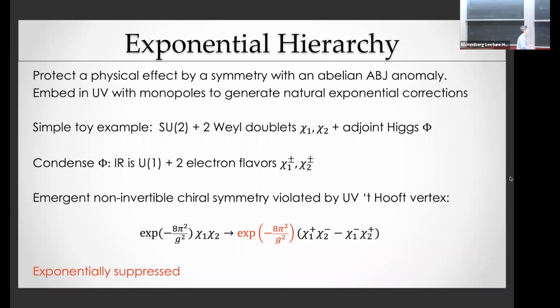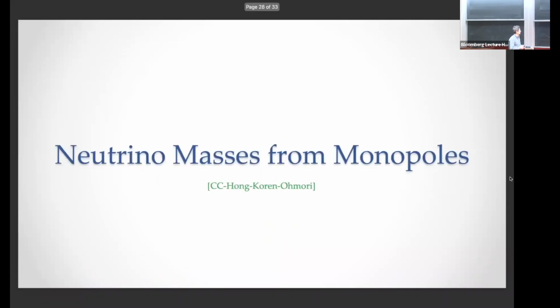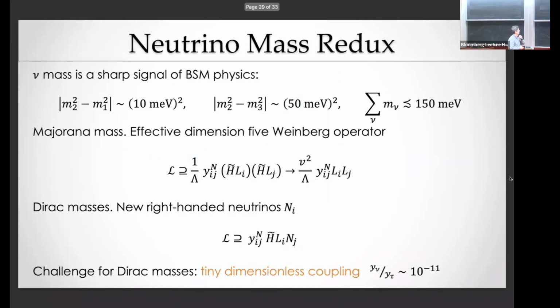And the nice part about this is that we didn't have to put in any small numbers by hand. We generated them by an exponential, kind of the oldest and best way to get small numbers. Okay, so for the last few minutes, let's actually do this, try to do this for something maybe relevant for particle physics. Let's look at neutrino masses.